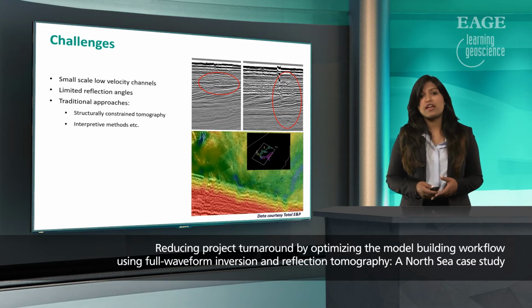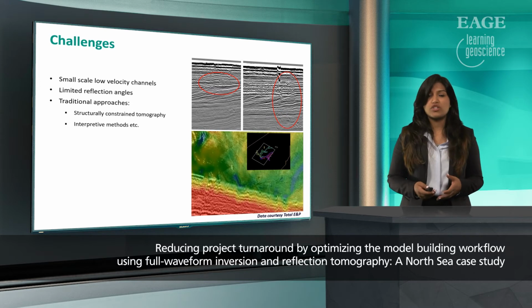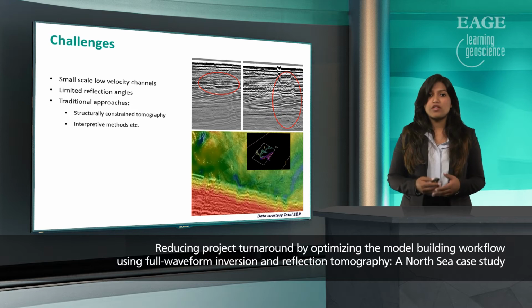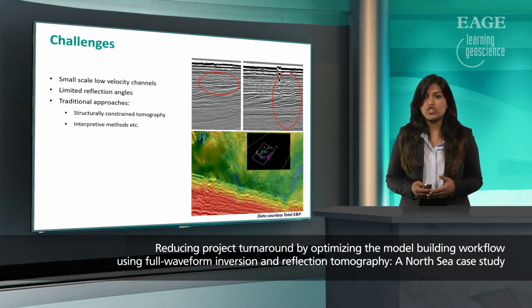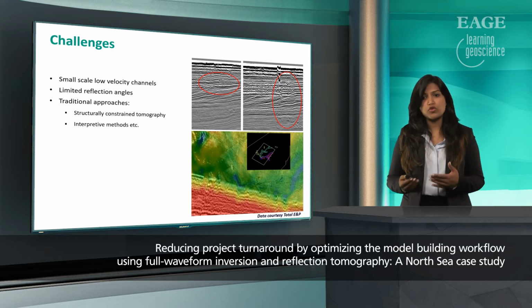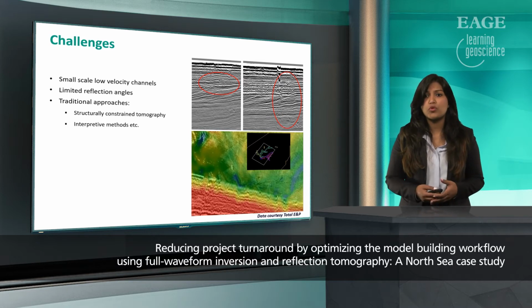So the approaches that have been traditionally applied to resolve these sorts of challenges are structurally constrained tomography or some sort of interpretive methods. There was a previous processing of a nearby survey in this area, and an interpretive method was implemented to resolve these challenges, which basically involves interpreting these channels, scanning for the velocities in them, and updating into the model. However, there are some problems associated with this approach.